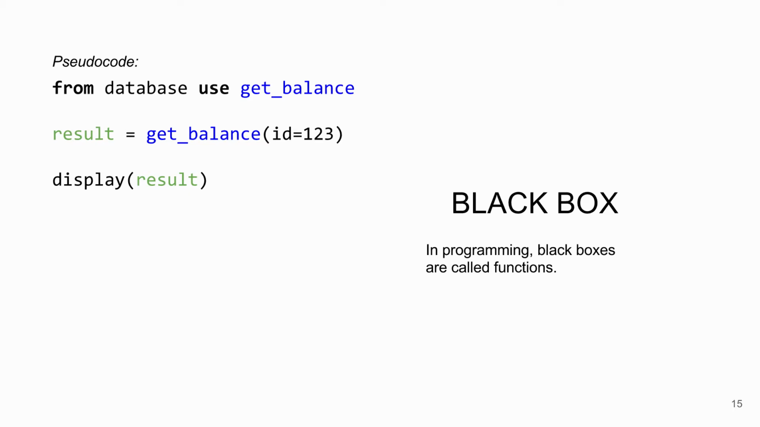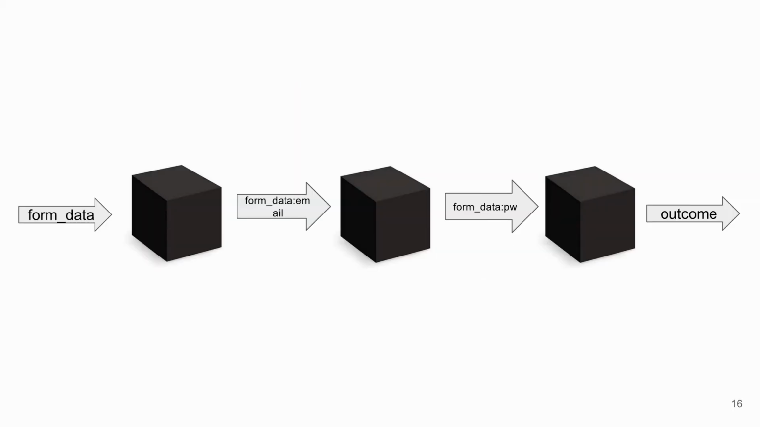Here's the pseudocode using the black box in the previous slide. Notice that I pass in a customer ID in the black box called getBalance. In programming, black boxes are just called functions. Black boxes are what makes computer programs powerful. One of the things that make them powerful is that we can chain them together. That is, use the output of one function as the input of another function. This lets us break down complex problems.